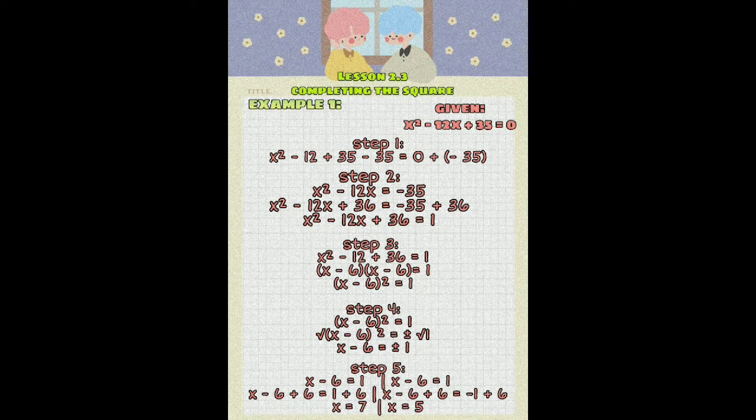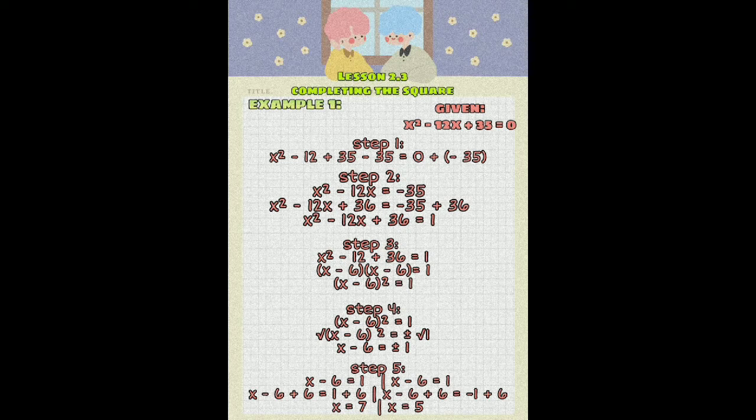So now, let's proceed in solving by completing the square. Example number 1. Solve x squared minus 12x plus 35 is equals to 0 by completing the square. Step 1. Apply addition property of equality by adding negative 35 to both sides. So, magiging x squared minus 12x plus 35 minus 35 equals 0 plus negative 35. Step 2. Make x squared minus 12x a perfect square trinomial by completing the square. Step 3. Factor the perfect square trinomial.